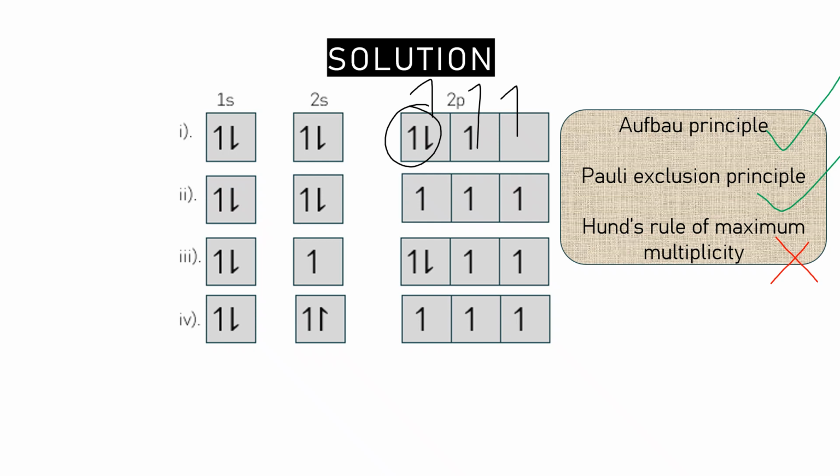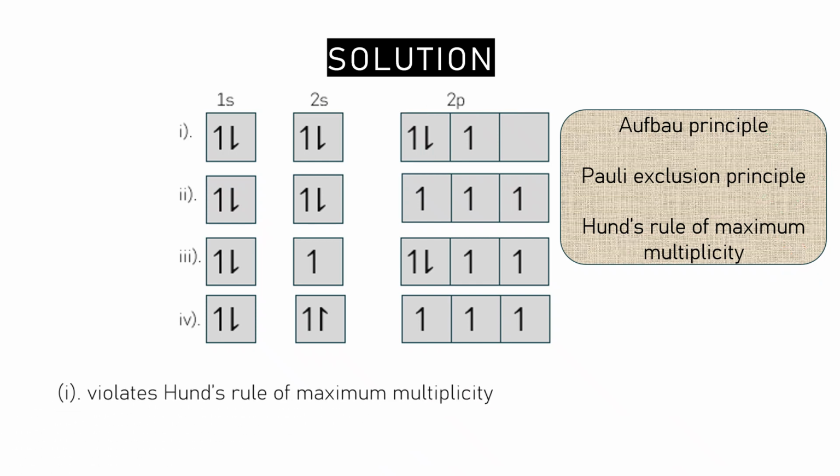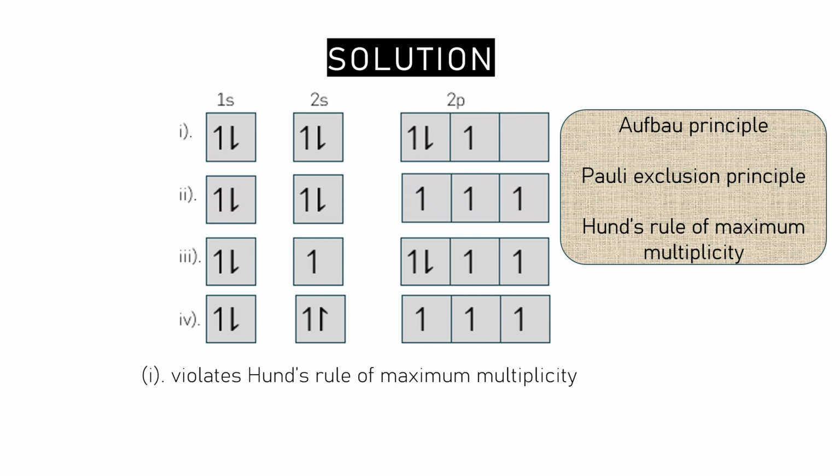Therefore, I is not correct. Why isn't it correct? It violates Hund's rule of maximum multiplicity. So I violates Hund's rule of maximum multiplicity, therefore it's incorrect.